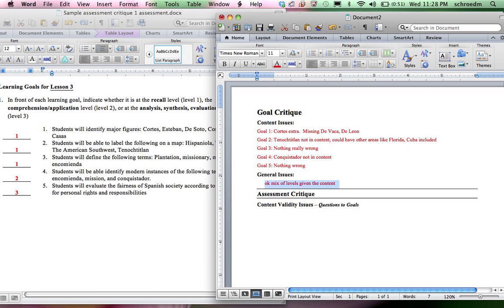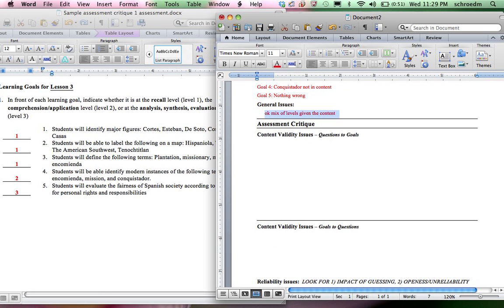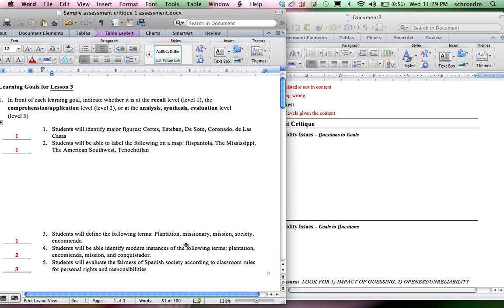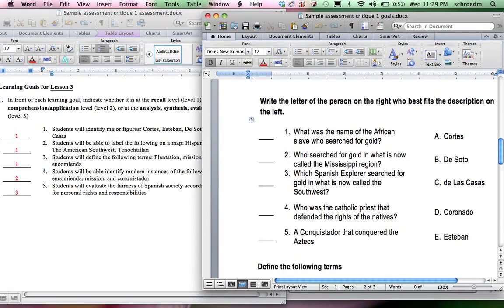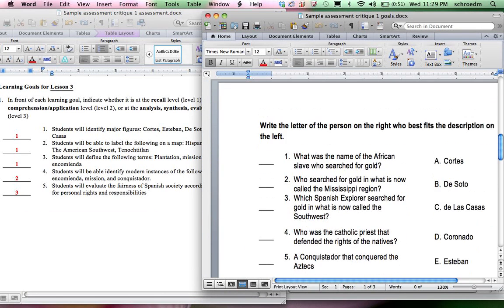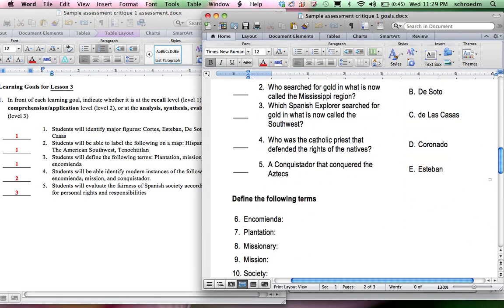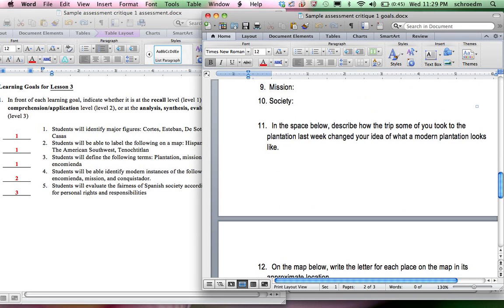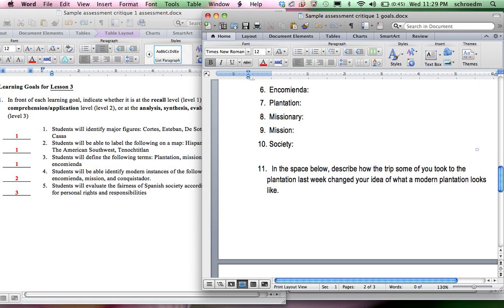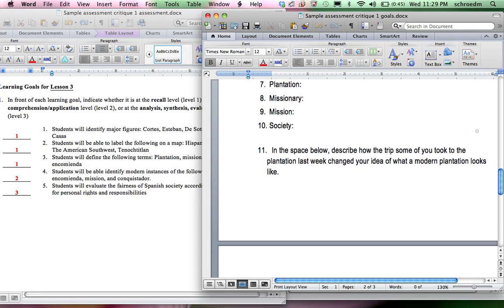Now, this is comparing the goals to the content. When we get to the assessment critique, now I'm comparing my goals to the actual assessment. And this is the assessment that comes with it. First we have some matching questions. I have some short answer questions. Or you could even call these restricted essays, but we'll call them short answer in this case.